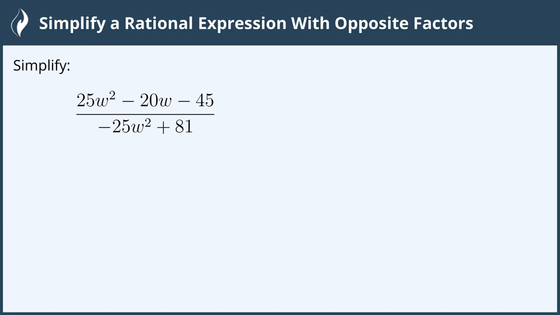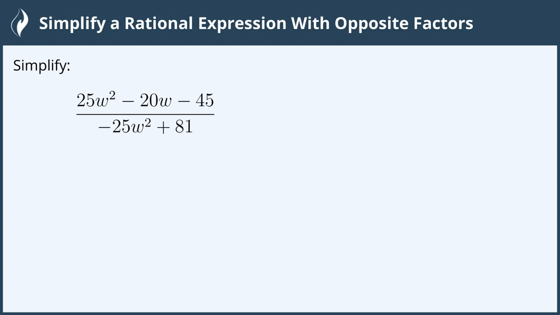Hi everyone! In this video we will simplify a rational expression with opposite factors. Simplify 25w squared minus 20w minus 45 all divided by negative 25w squared plus 81.